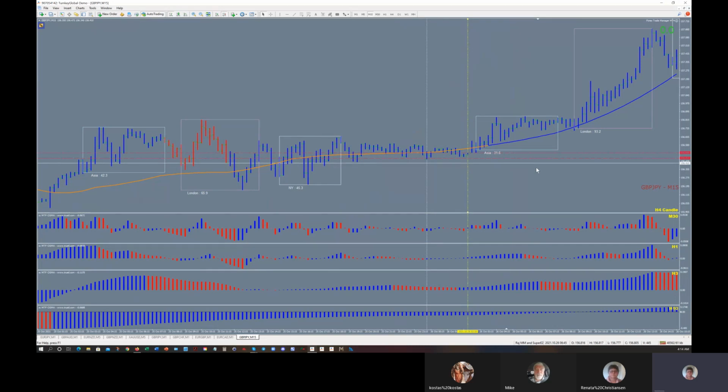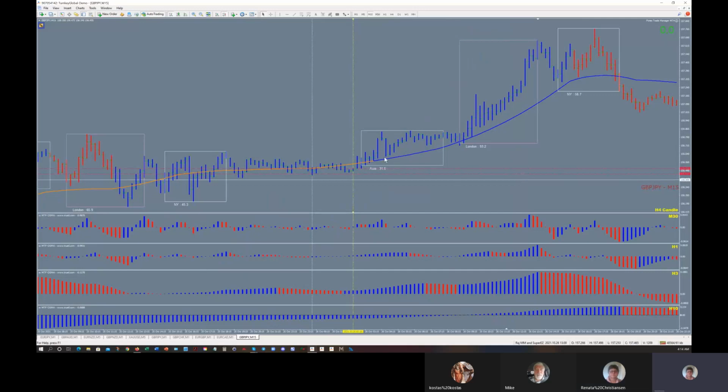Are you going for 16 pips? Here's the 16 pips right here. 1, 2, 3, 4, 5 bars. An hour and some minutes, you got your 16 pips. All right, so you're now out of this trade.